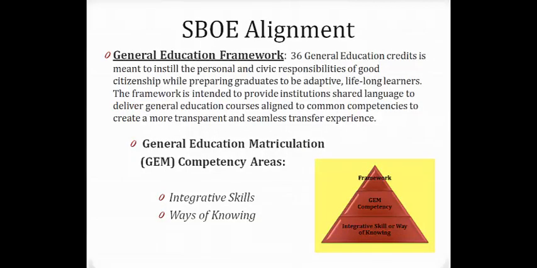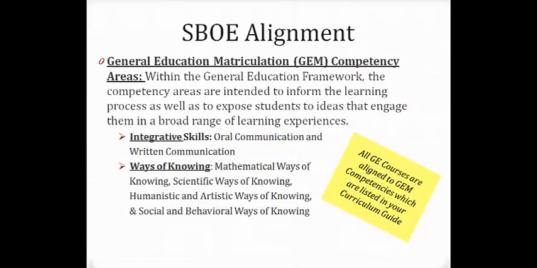More specifically, alignment with the SBOE can be understood within these three definitions. We have the broad definition of the General Education Framework, which is supported by the definition of the General Education Matriculation, or GEM competency areas, and the GEM competency areas, which are defined by either a way of knowing or an integrative skill. This visual depicting the hierarchy helps me to understand how all the pieces work together. While a framework is important, the details of the GEM competency areas and integrative skills or way of knowing will have more immediate impact on your classes.